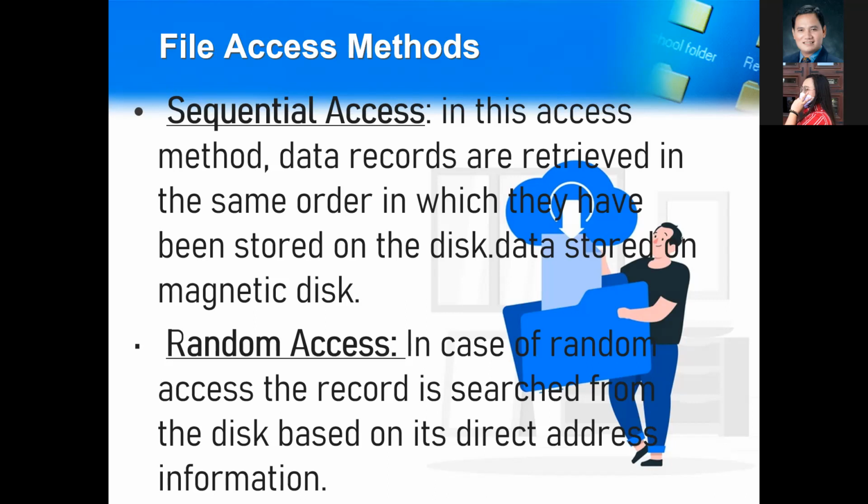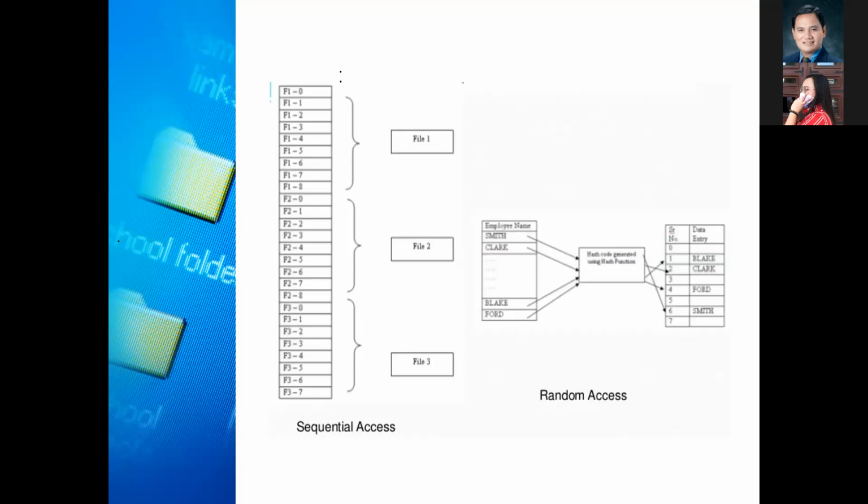Next is random access. In the case of random access, the record is retrieved from the disk based on its direct address information. The technique used is hashing: every record is associated with a key number to process the address calculation. A hash function is used to obtain the absolute address of a particular record. These are the sequential access and the random access.